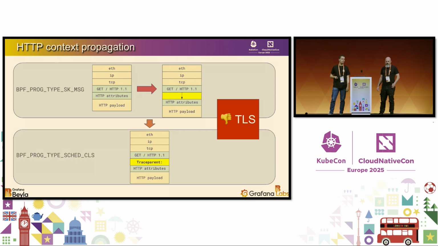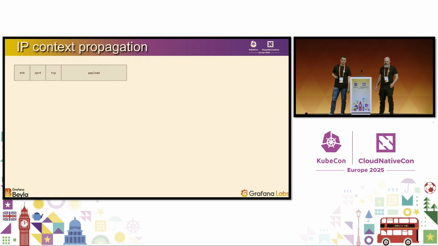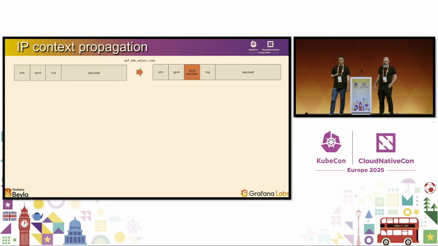But this won't work in TLS, because in TLS we cannot modify a ciphered secure payload. So we are providing a novel approach based on context propagation using IP packets. When we have an IP packet, we punch a hole in that packet and add IPv4 options. It's a part of the packet. We expand the packet, and Beyla passes the context in that packet.